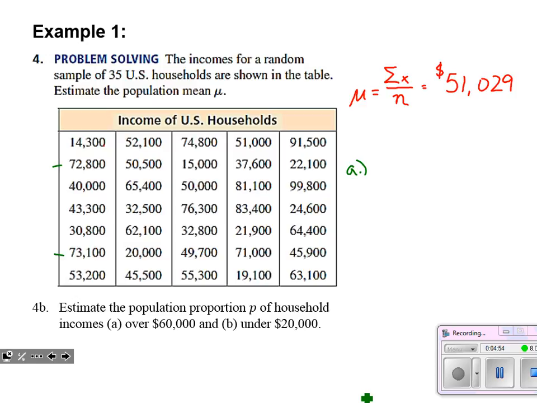1, 2, 3, 4, 5, 6, 7, 8, 9, 10, 11, 12, 13. So the population proportion P that were 60,000 plus is equal to 13 out of those 35, or roughly 0.3714.